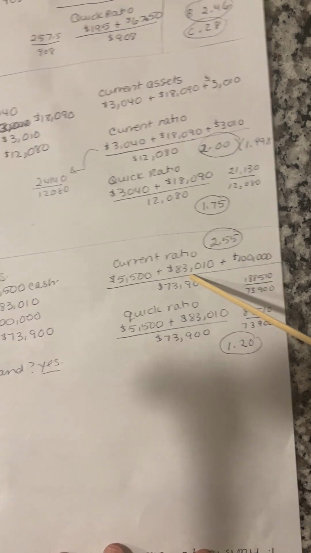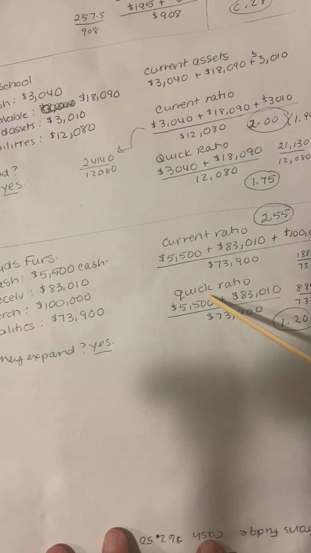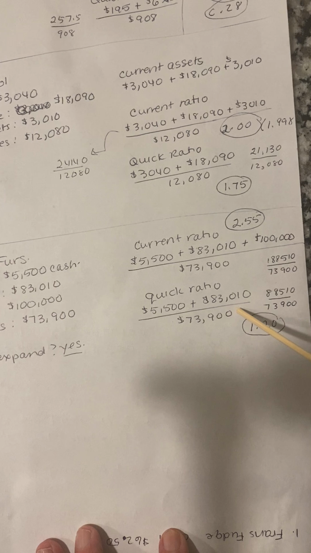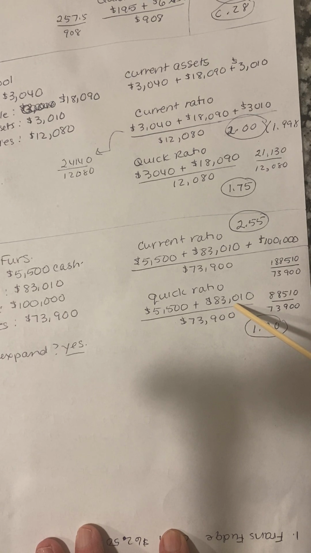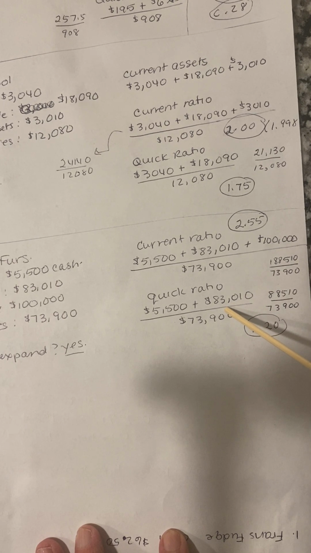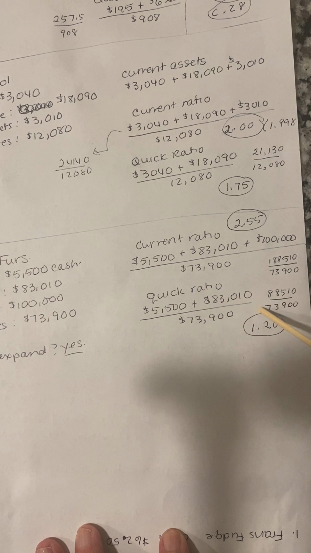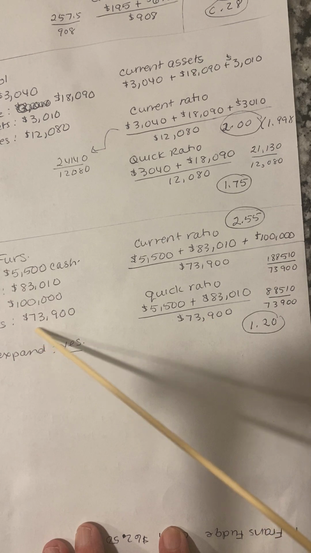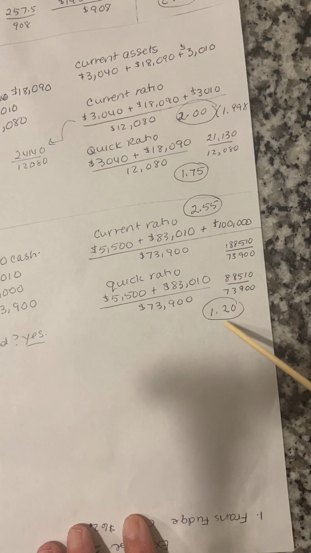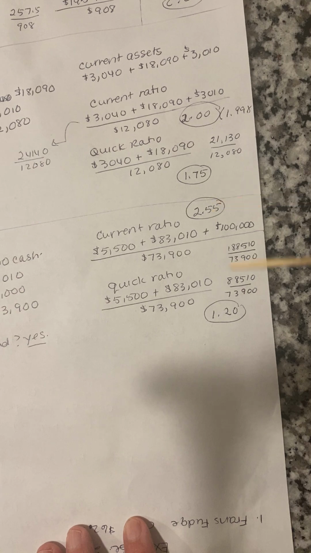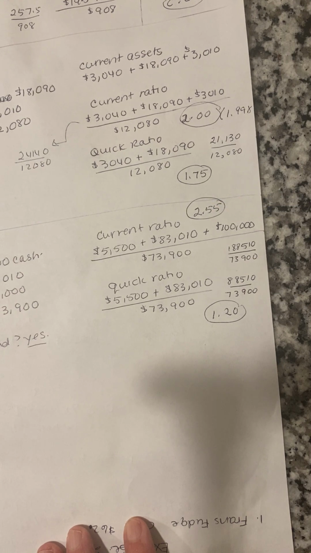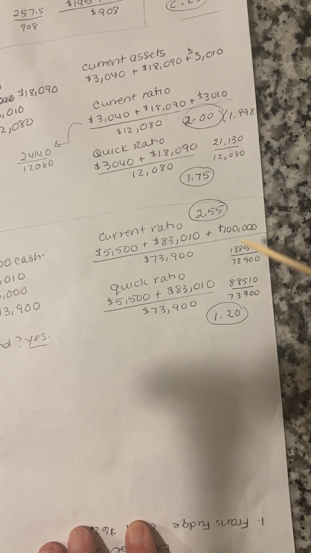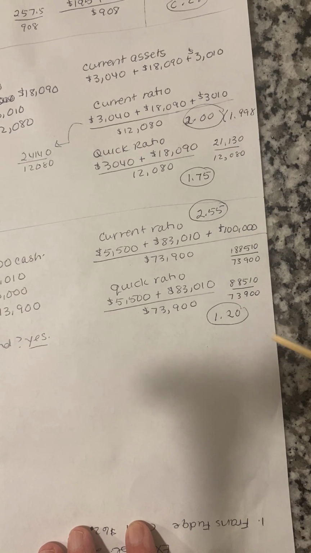Let's check again with the quick ratio. For the quick ratio, we're only going to take the cash, which is $5,500, and then the accounts receivable, which is 3,351. We're going to add those together, which I got 8,851. Just use your calculator. Divide it by the liabilities, 7,390, and we got 1.20. So both the current ratio and the quick ratio say yes, we can expand because our business is doing well. It's above 2 with the current ratio, and it's above 1.